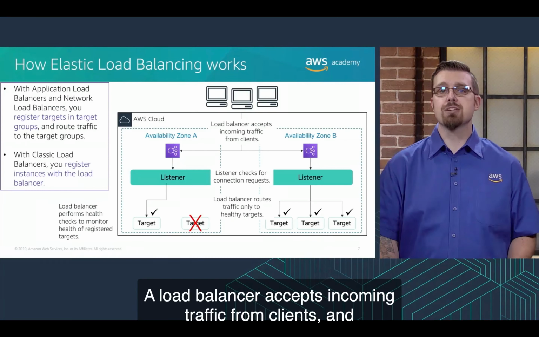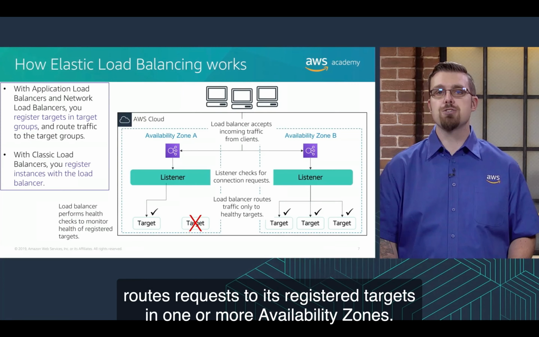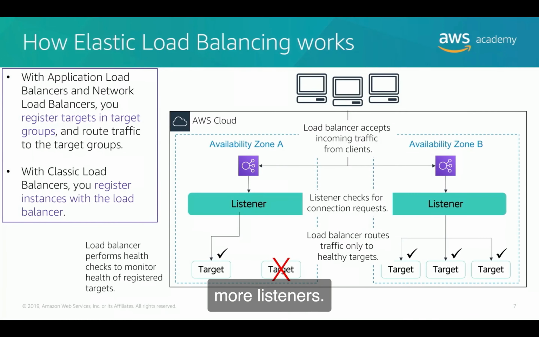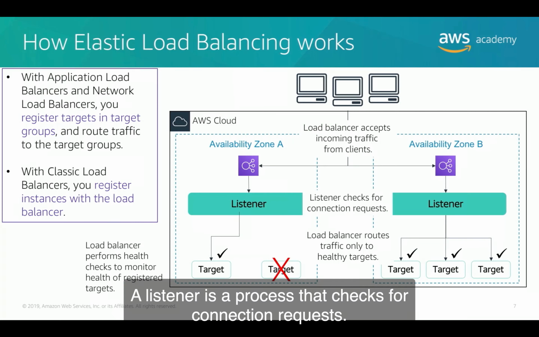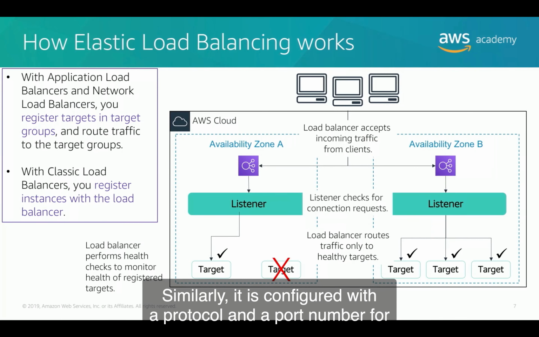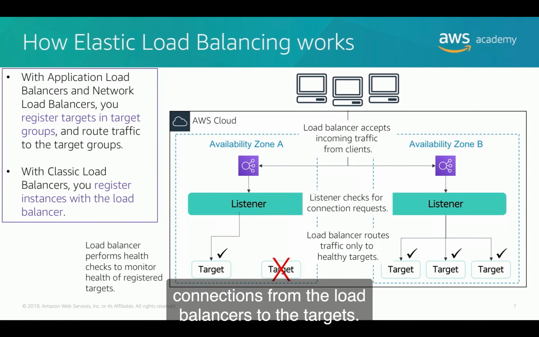A load balancer accepts incoming traffic from clients and routes requests to its registered targets in one or more availability zones. You configure your load balancer to accept incoming traffic by specifying one or more listeners. A listener is a process that checks for connection requests. It is configured with a protocol like HTTP and a port number such as port 80. Similarly, it is configured with a protocol and a port number for connections from the load balancer to the targets.